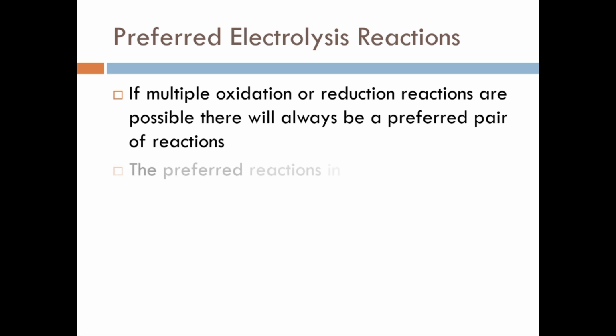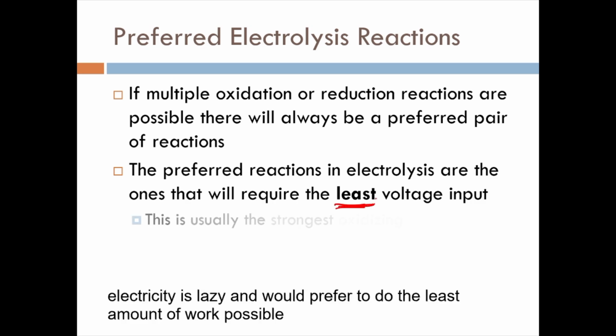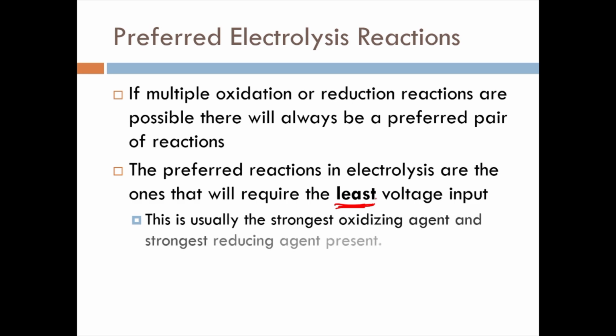Now, if you have multiple oxidation or reduction reactions possible, much like the preferred electrolytic or electrochemical reactions, there will be a preferred reaction that will occur in the electrolytic cell. And this will happen between the pair of substances that require the least voltage input. In most cases, this will mean the strongest oxidizing agent and the strongest reducing agent. So very similar to how a normal preferred redox reaction takes place between the strongest oxidizing agent and the strongest reducing agent. In an electrolytic reaction, the same thing is also true. Because usually the strongest oxidizing agents and the strongest reducing agents will be closest together and therefore have the least amount of voltage necessary to occur.